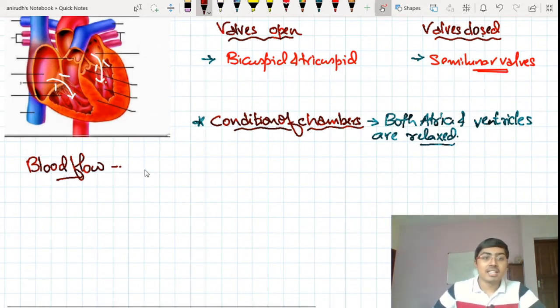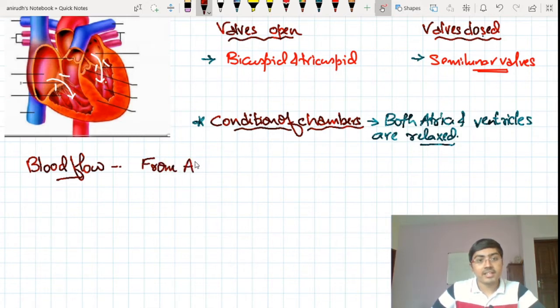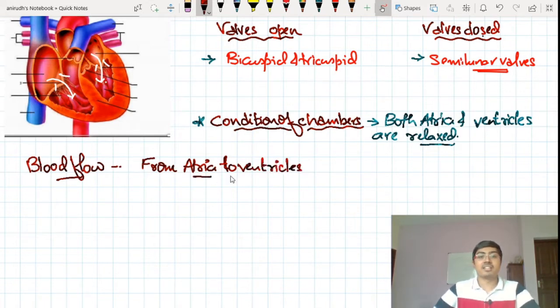So I can say that there is blood flow from atria to ventricles. Do I need to be specific? I don't have to be, because I just need to say this is atria to ventricle. Both atria and both ventricles will be receiving the blood. So both atria will be transferring their blood to the ventricles. This is what is happening during the time of joint diastole, right? So from here the blood goes to here, and from here the blood goes to the ventricles.